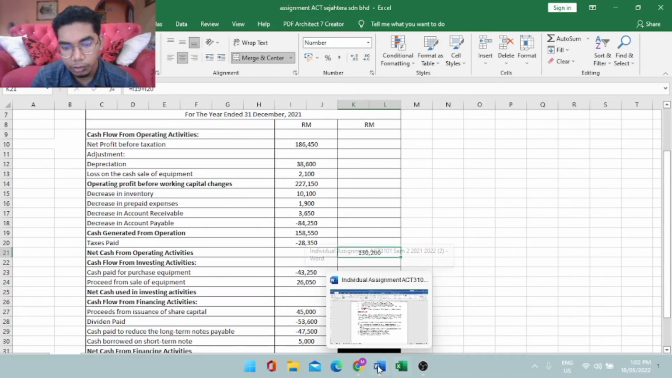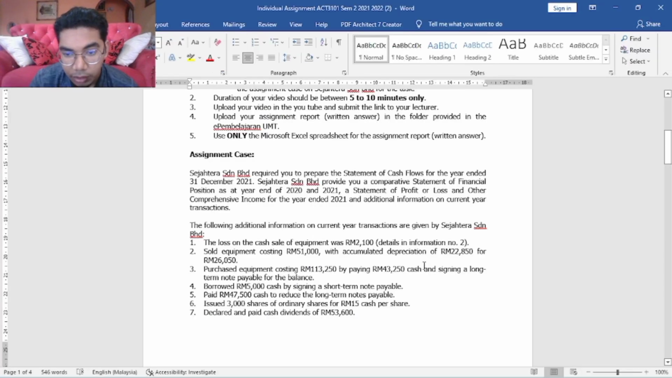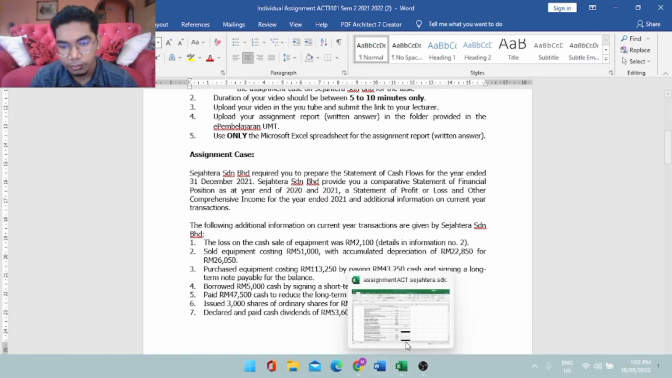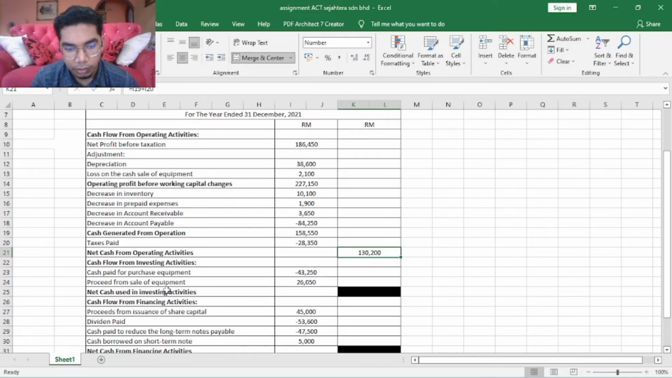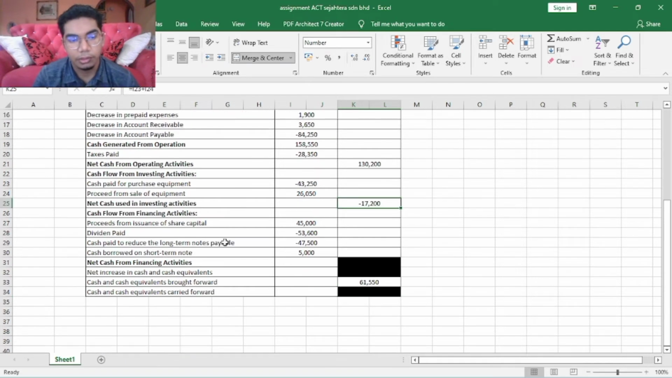And proceeds from sale of equipment, we also take from the additional information. Number 2, sold equipment costing 51,000 with accumulated depreciation of 22,850 for 26,050. So we total up the amounts, net cash used in investing activities, and we get 17,200. We go to the next activities, financing activities.